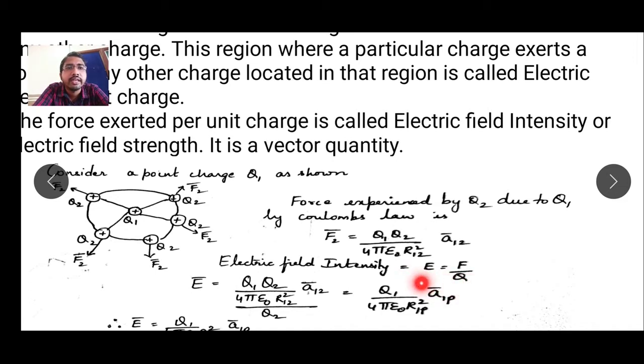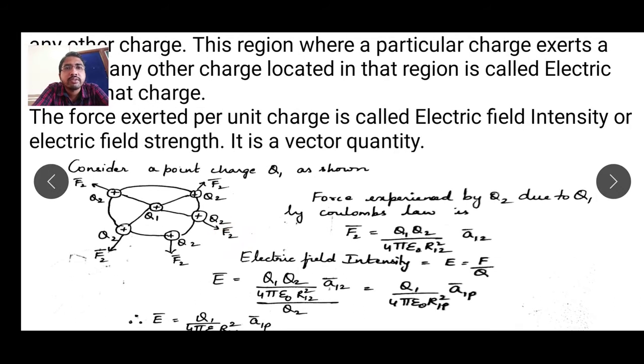See, suppose there is a charge Q1 at the center. A charge Q2 of same polarity is brought near to Q1 and it is made to rotate like this. Now, there will be a force of repulsion in constant because everywhere the position is same. So, the force that is exerted on Q1 due to Q2 is given by F2 equal to Q1 Q2 by 4 pi epsilon naught R12 square A12. This is the general formula given by Coulomb's law.